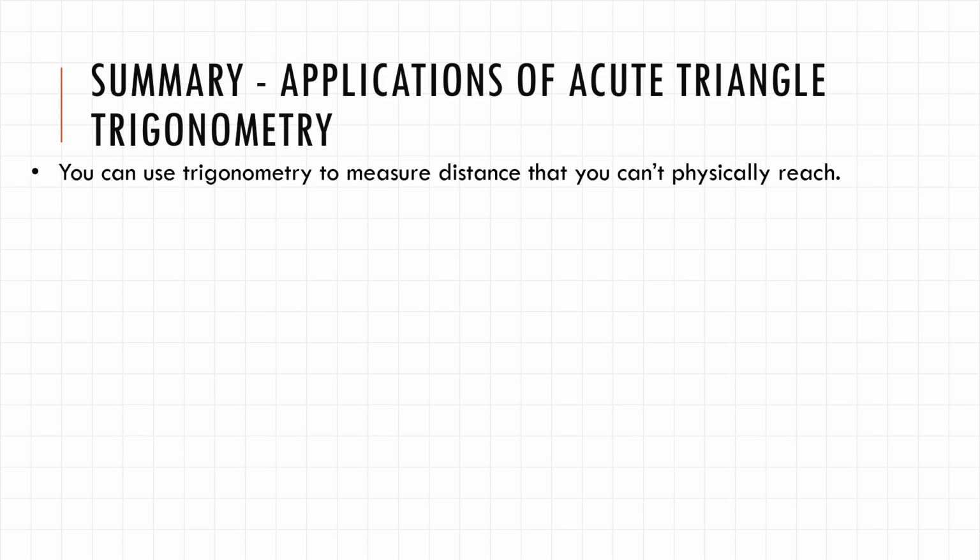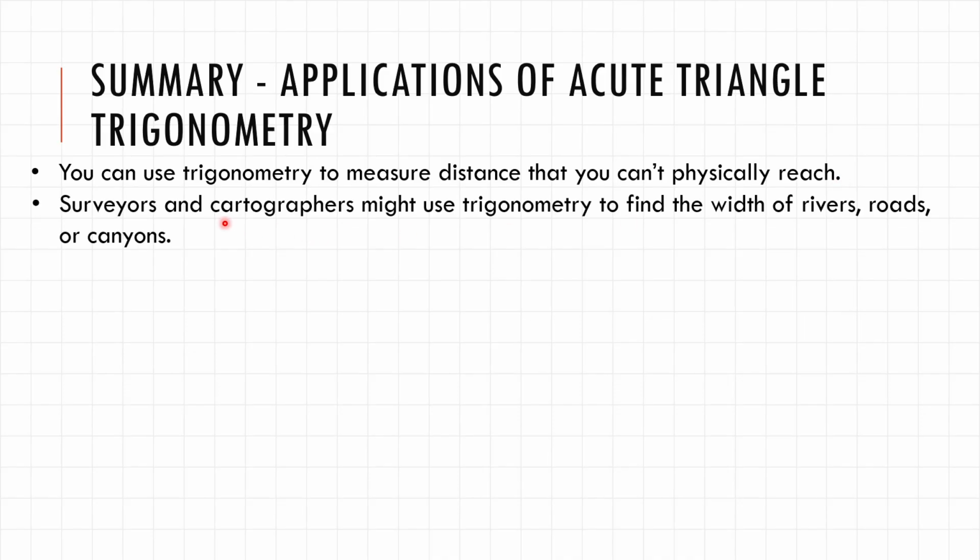So, in a nutshell, trigonometry can be used to measure the 3D world around us. We can use it to even measure distances that we can't actually reach just by recognizing that some line segments that we might be able to create do form angles in between them, and we can make triangles out of that. If you work as a surveyor or a cartographer, you might use trigonometry to find the width of something that you can't cross or the width of something that you can't reach, like a river or a road or even a canyon.